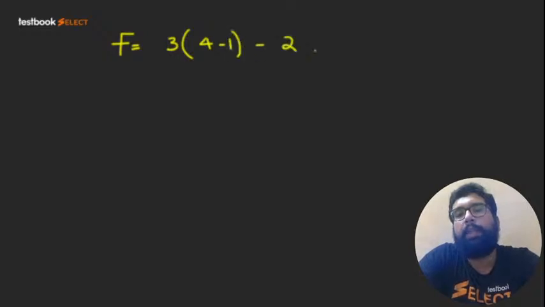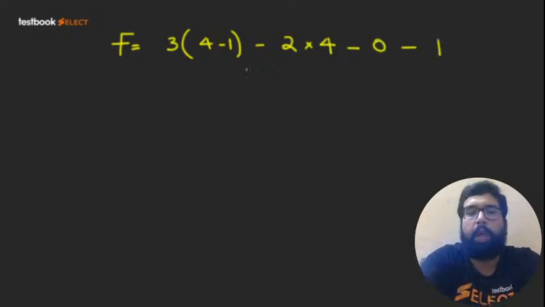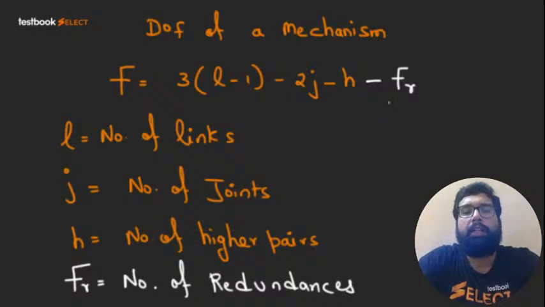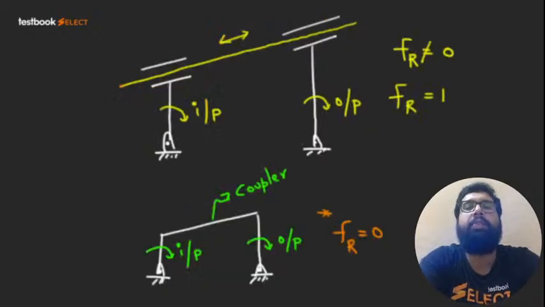Now, if I put everything in the degree of freedom formula, so how many number of links are there? Four links are there. How many joins are there? Four joins are there. Higher pair is zero. And there is one redundant in that. Okay, so I'll be applying this equation. In the last session, we have dealt with this orange color equation. Now, in this session, I have introduced one more term, that is the FR, which refers to the number of redundant motions or number of redundancies, we can say.